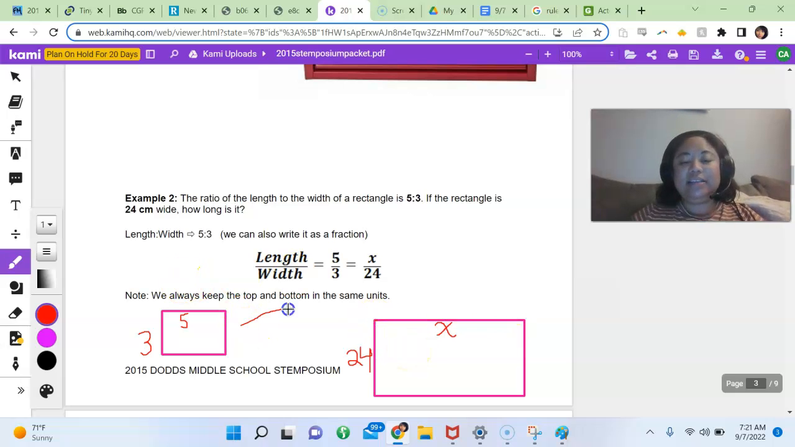So if I dilate from 5 to 3 to X to 24, how do you think we can do that? So my first question to you is, how do we go from 3 to 24? So think about it. How do I go from 3 to 24? All right. So yes, indeed, what you do is 3 times 8. 3 times 8 gives you 24.